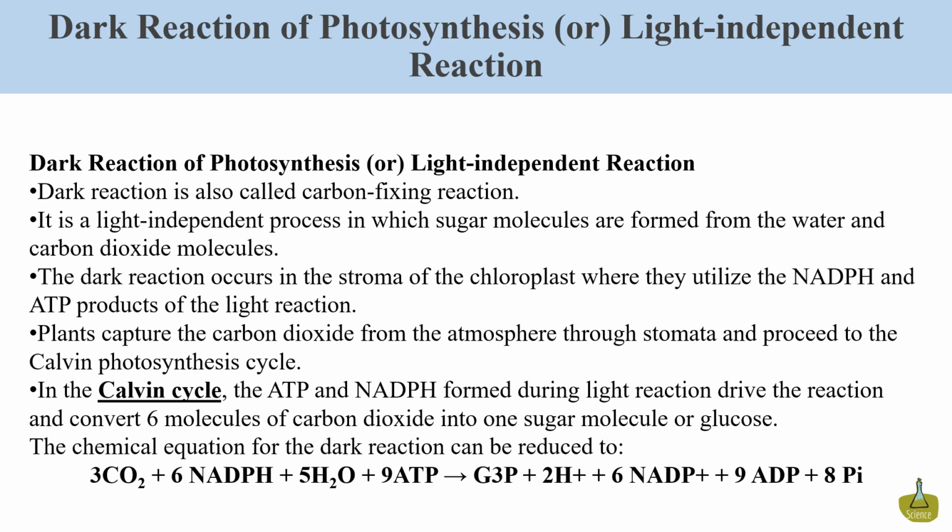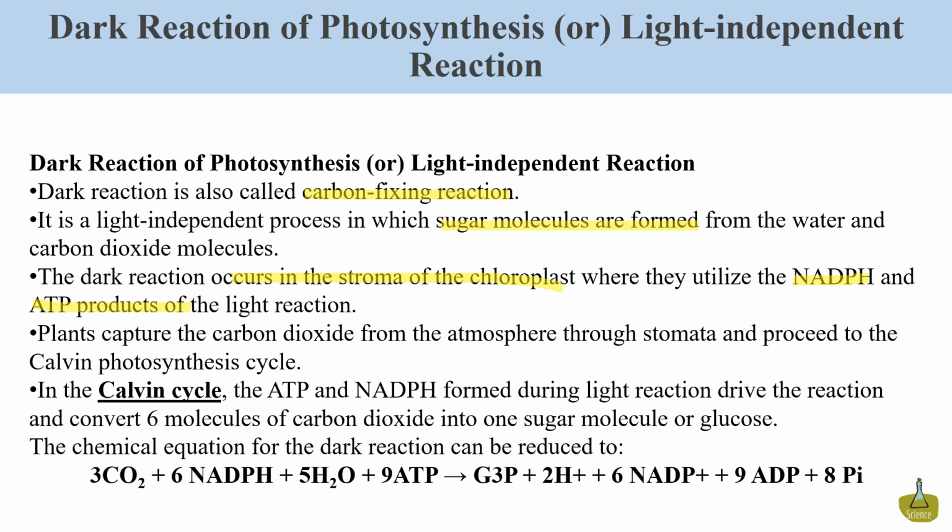The first thing we have learned from the diagram itself is that the dark reaction takes place in the stroma. Dark reaction occurs in the stroma of the chloroplast. The dark reaction is also called the carbon fixing reaction, and here sugar molecules are formed from water and carbon dioxide molecules. Okay. They utilize the NADPH and ATP molecules, the products of the light reaction, for further processing.